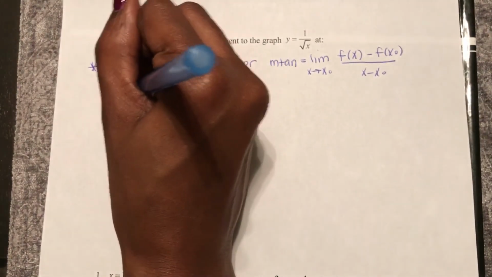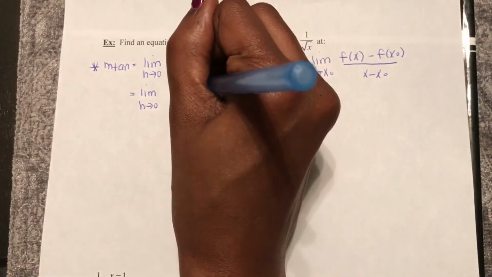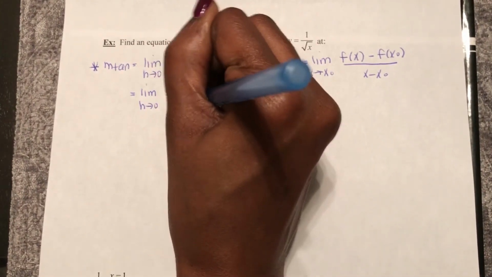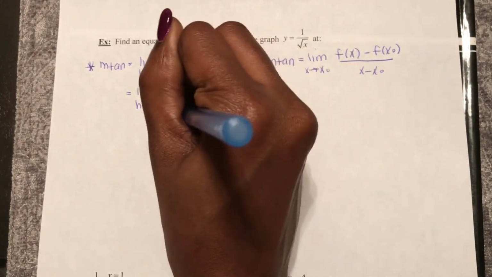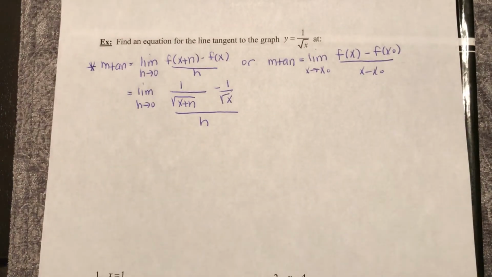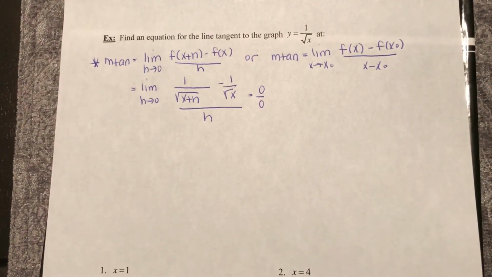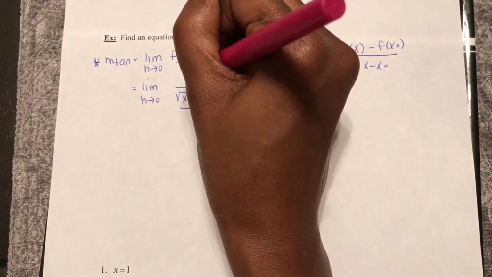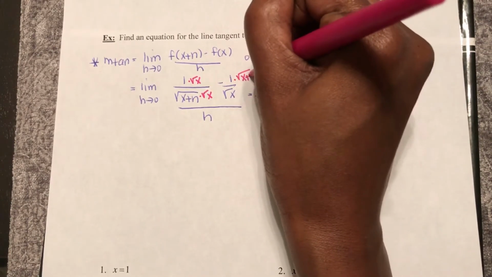So it's the limit as h approaches 0 of 1 over square root x plus h minus 1 over square root x all over h. So if I plug in 0, I get an indeterminate form. So I need to simplify this rational expression. I will do common denominators on my numerators. So I'll multiply this one by square root x and this one by square root x plus h.